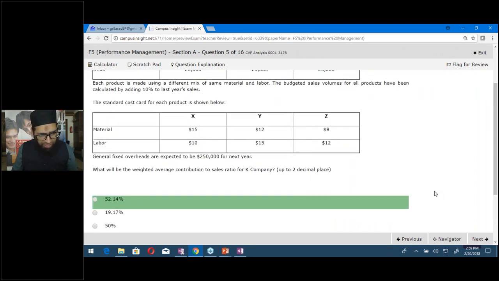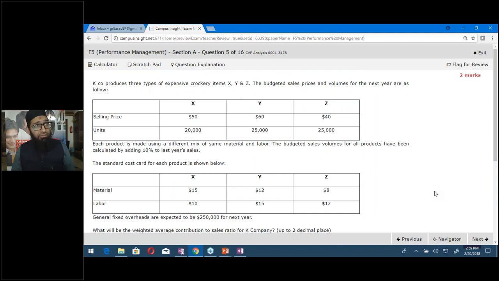Now this is a question of weighted average CS ratio. Now we have done two different questions. One is in my lecture example and the other one I've just done. So this question is your home assignment. Please note its ID. It will be CVP analysis 0004 3478. Because when you open your question bank or the campus insight, the questions will be in a different arrangement. So just look out for this heading, CVP analysis 0004 3478.